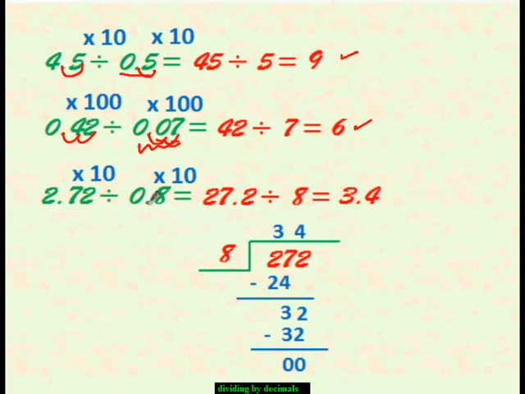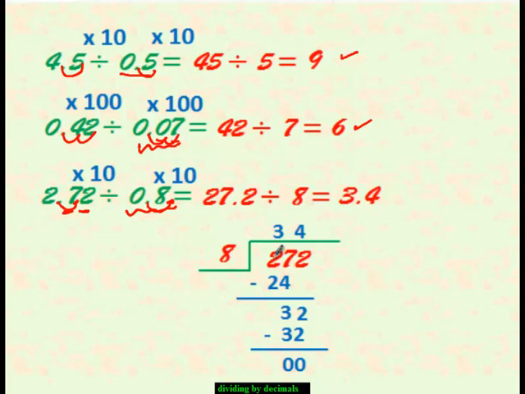2.72 divided by 0.8. I have 2 places here, but it will not do anything for me. I have to look at the divisor. The divisor has one decimal place, so I have to multiply by 10 to remove the decimal. Here 1, and here the decimal will go here.